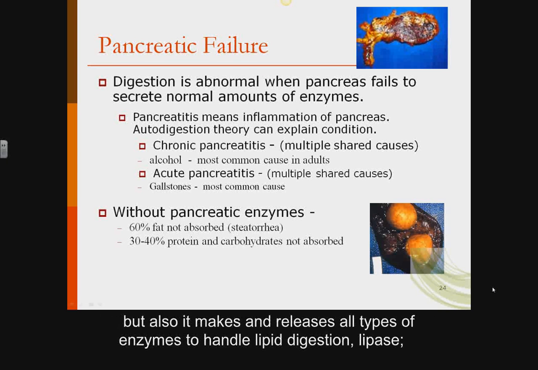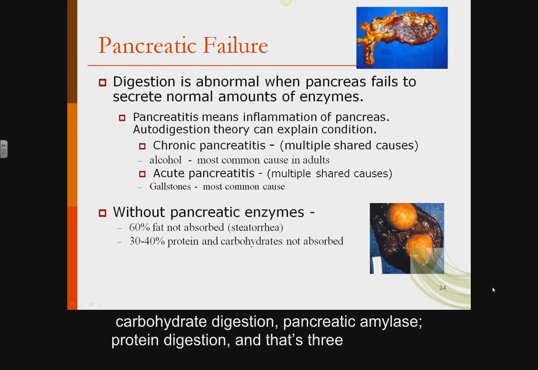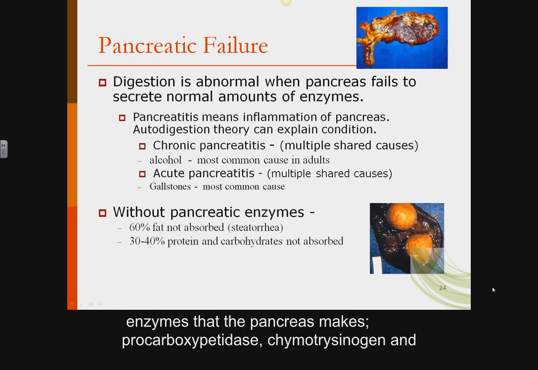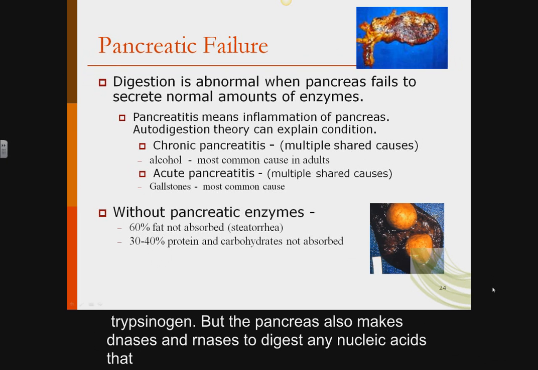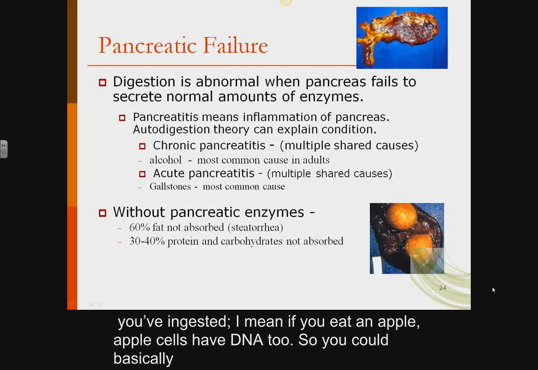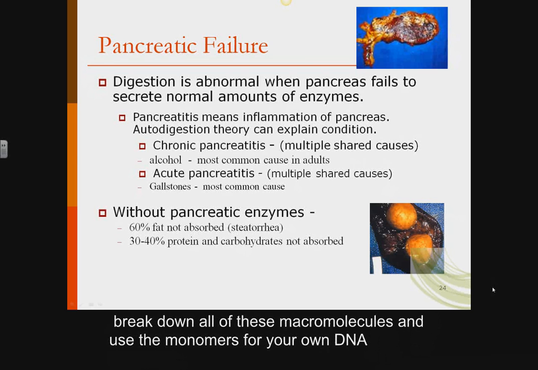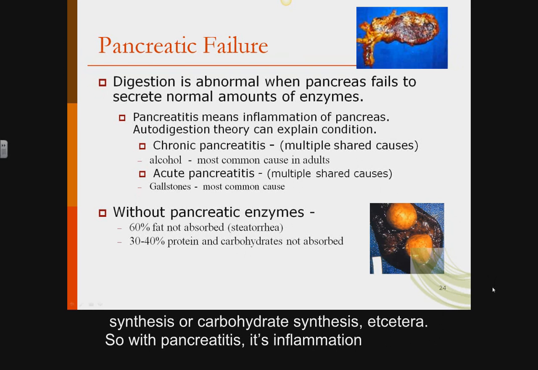it also makes and releases all types of enzymes to handle lipid digestion, which is lipase, carbohydrate digestion, which is pancreatic amylase, protein digestion, and that's the three enzymes that the pancreas makes that I told you about, procarboxypeptidase, chymotrypsinogen, and trypsinogen. The pancreas also makes DNases and RNases to digest any nucleic acids that you've ingested. I mean, if you eat an apple, apple cells have DNA too. You could basically break down all of these macromolecules and use the monomers for your own DNA synthesis or carbohydrate synthesis, etc.